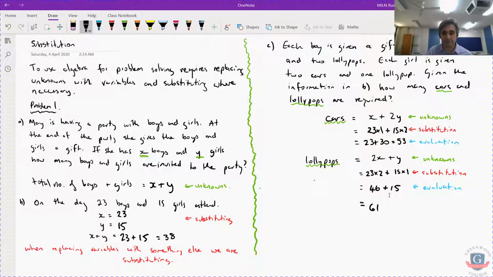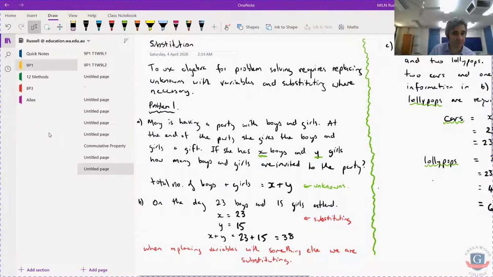Now, the 3 steps: we establish the unknowns, we substitute the numbers into it, and then we evaluate the answer. Let's go into some simpler exercises. This is where we want to get to, but that might take us a bit of time, so let's have a look at some worked examples which might help us.